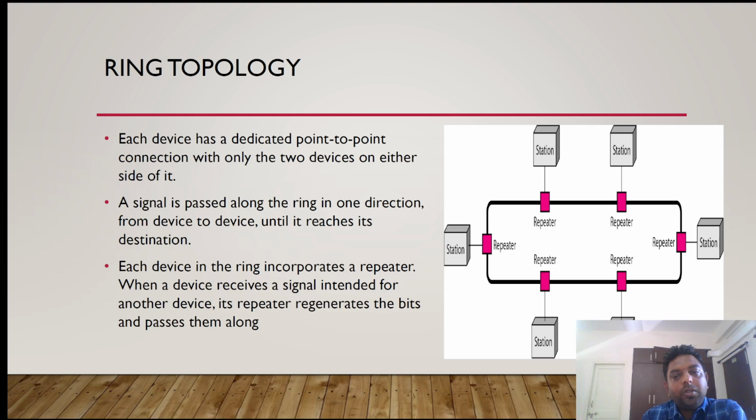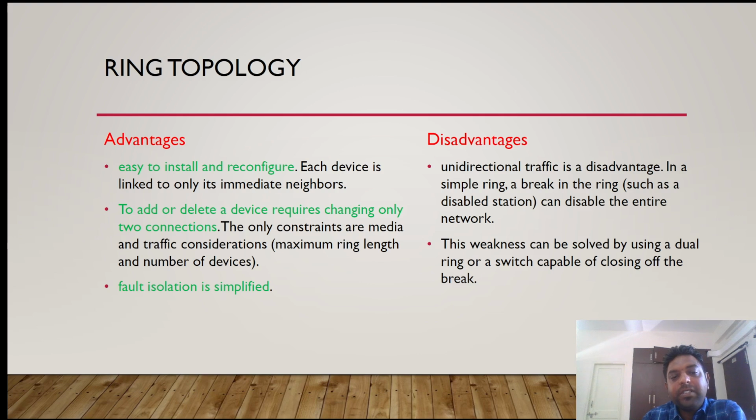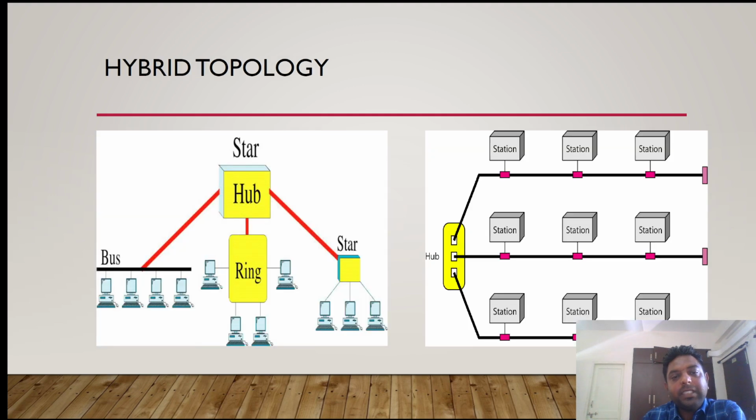The fourth one is ring topology, where each computer is connected to its left and right side, forming one ring. The advantage is that it is easy to install and configure, and if you have to remove one particular computer, then we only have to connect the two computers to its left and right, and fault isolation is simplified. But the disadvantage is that in a simple ring, if the ring is broken, then the entire network will be down. So this is one of the disadvantages.